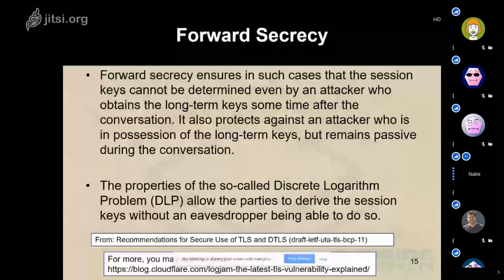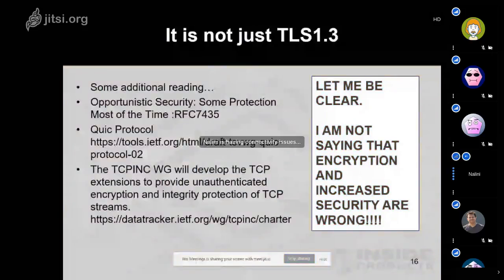The Diffie-Hellman algorithms do not have this concept of a key that's passed over the wire. Let me go into how that is. And you'll see that in a lot of the drafts that are best usage of TLS and so forth are now calling for forward secrecy. And of course, forward secrecy is recommended in a number of other things, QUIC, TCPINC, etc.